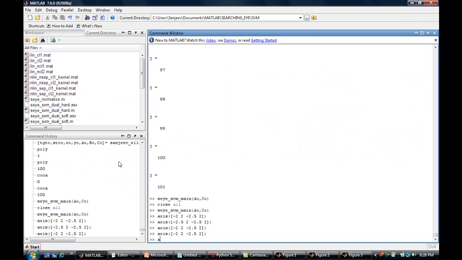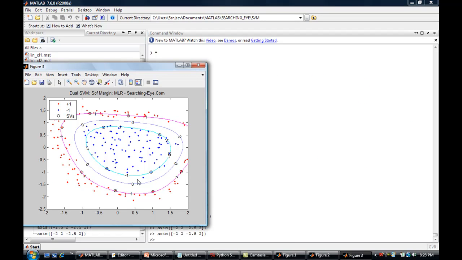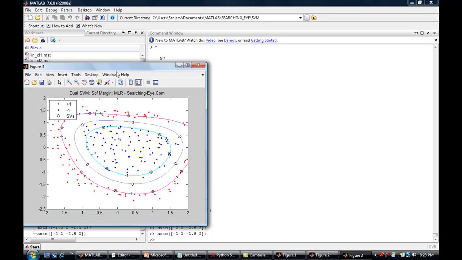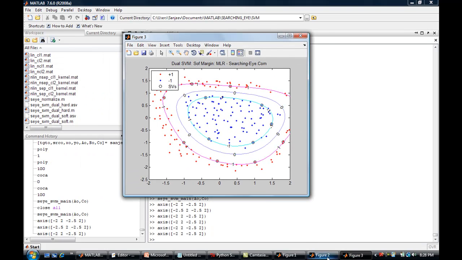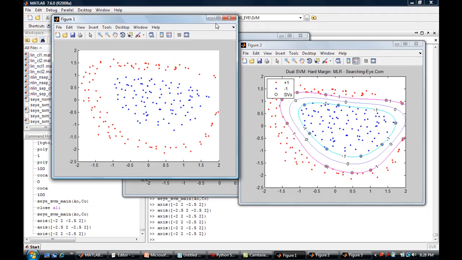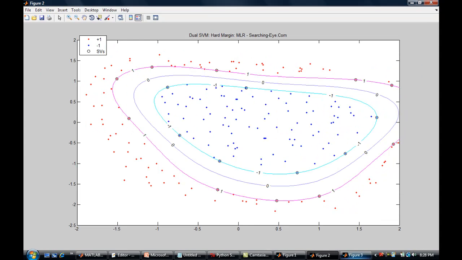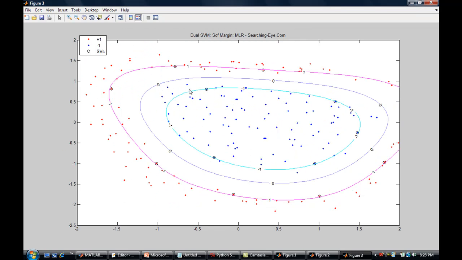And here's the result for the hard margin. So this is a data set, this is a hard margin, and this is a soft margin SVM. So as you can see, some of the instances lie inside the margin, but the training error is still 0% since the data set is separable.